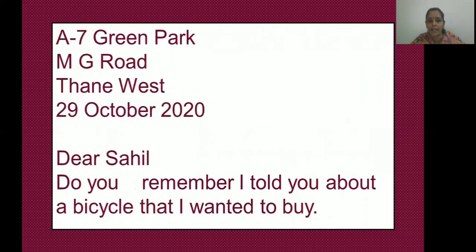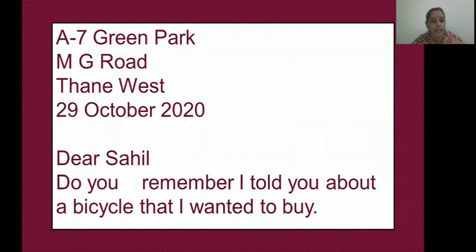First, what are we writing? On the top, we're going to write the address. Okay. So after the address, what will come? The date. So the address is A7 Green Park, MG Road, Thane West, 29 October 2020. There are no commas used here. Yes. Leave a line and then the salutation.